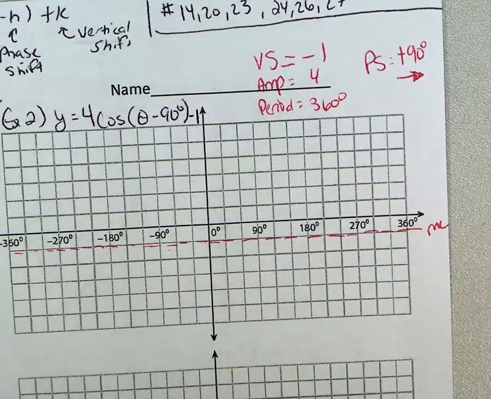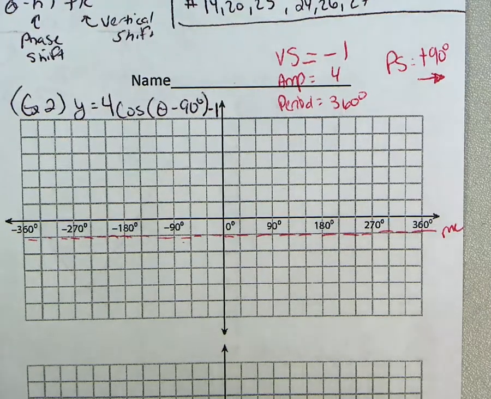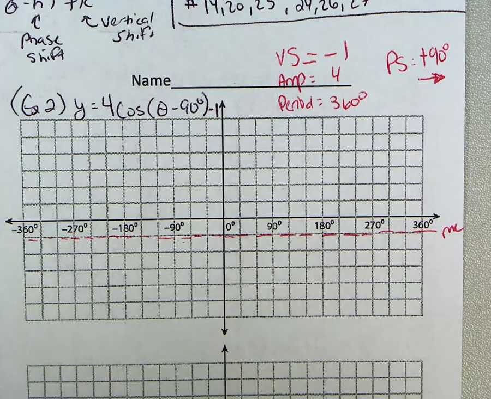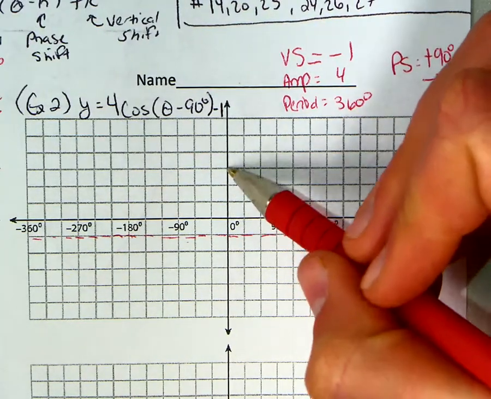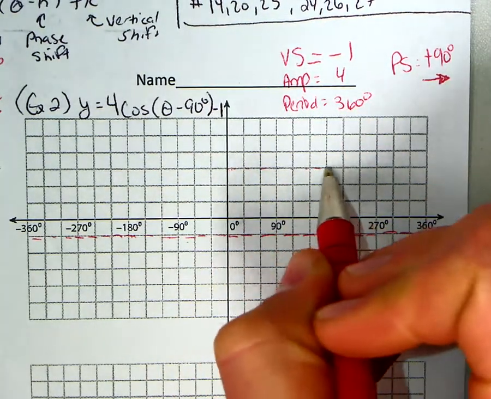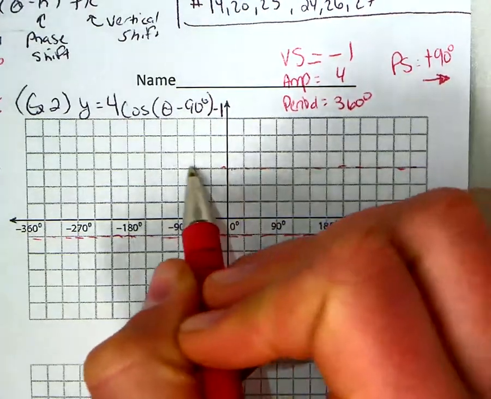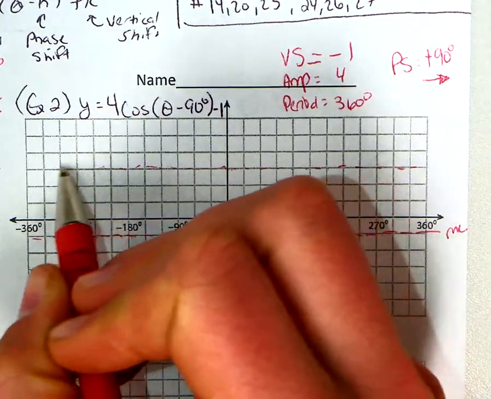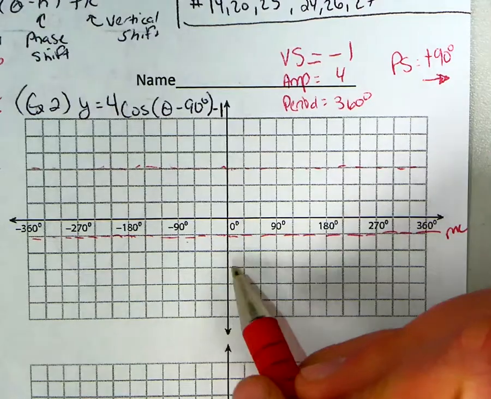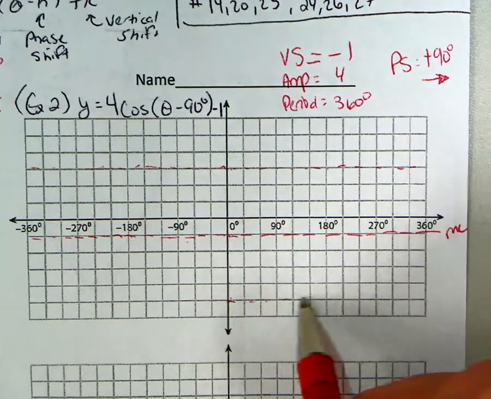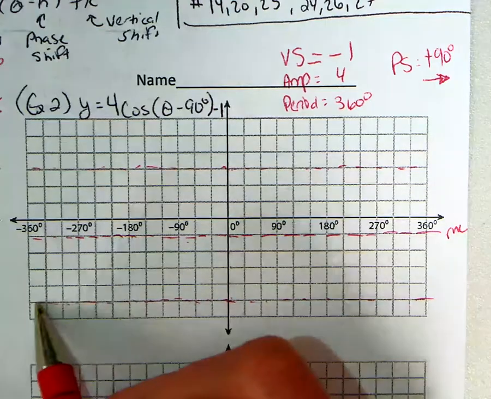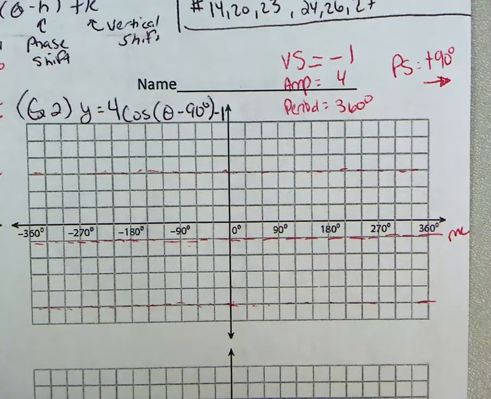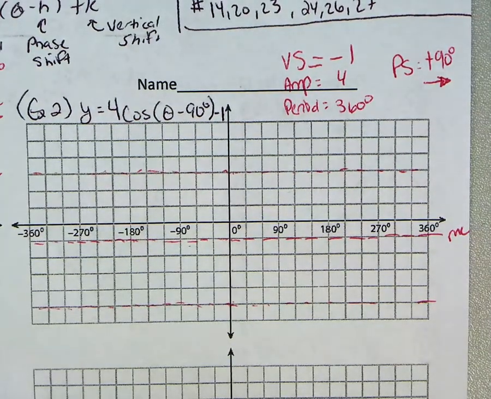So there's my midline. Next, let's find the max and min lines. Use the amplitude, so it's 4 up. So 1, 2, 3, 4. So that's the max my graph will go. And then 1, 2, 3, 4. Here's the min that my graph will go, the minimum amount. Again, these are kind of the boundaries for the graph then. All right, so you have that.